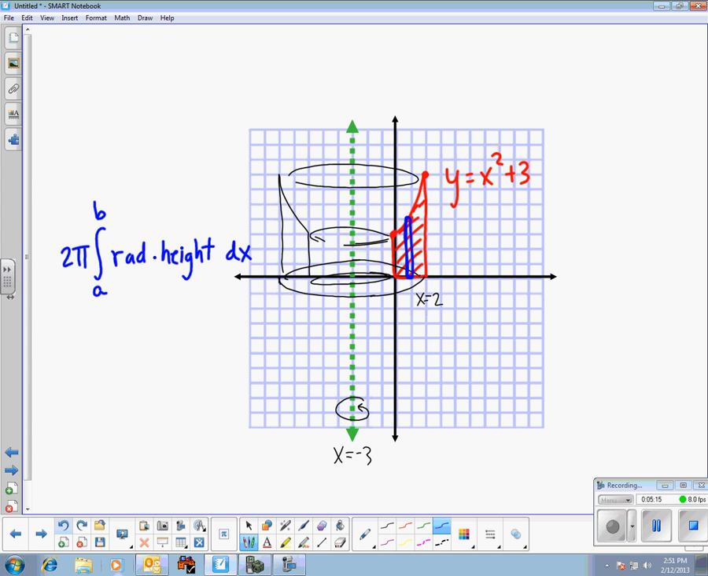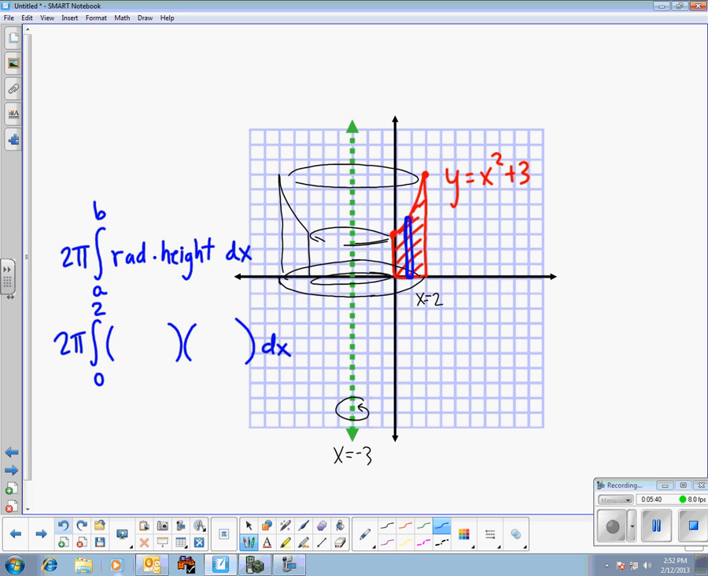And since this is a vertical rectangle, everything's in terms of x. My limits of integration are going to go from 0 to 2. My 2 pi is a constant with the shell method. There's always a 2 pi with the shell. And I need to know two things, the radius and the height of each shell. Now, these are going to change as we move from the first rectangle to the last, so they're going to be in terms of x.